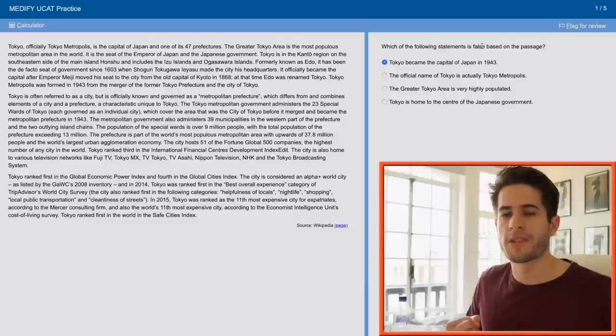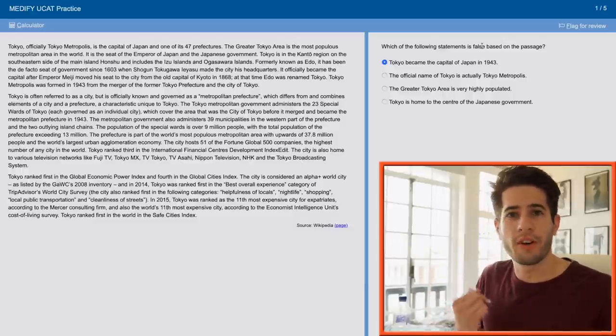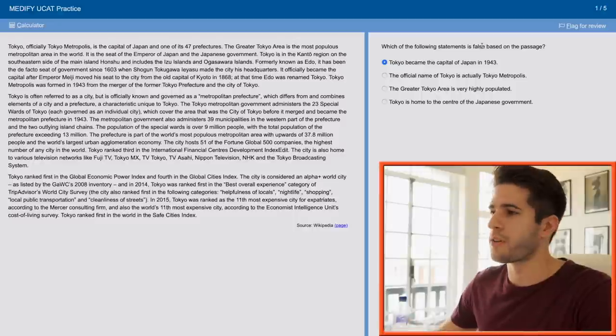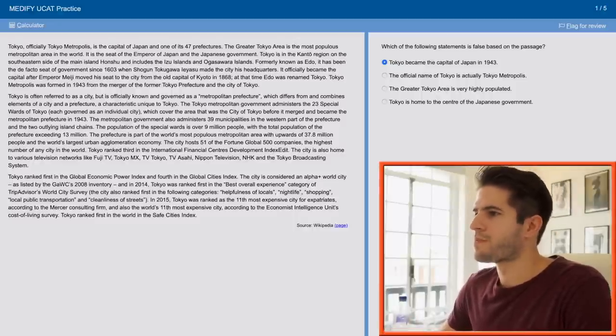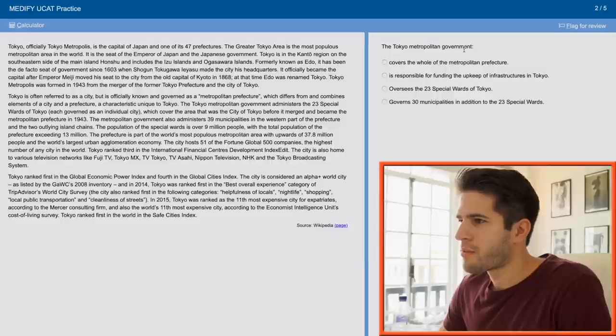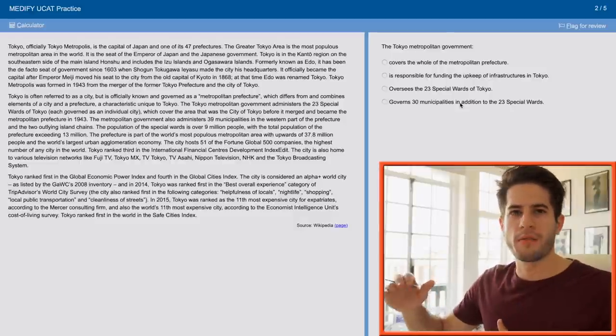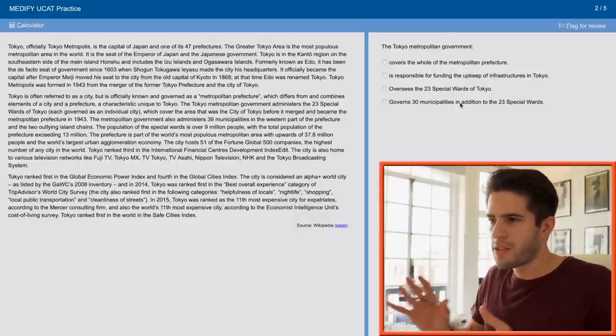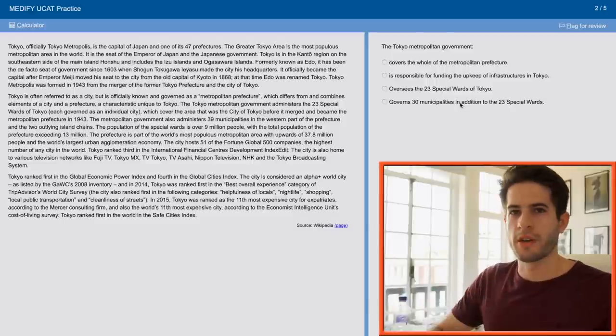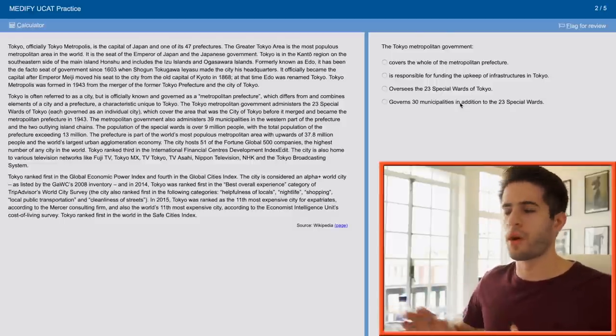Once you know you have the right answer, just believe in yourself, have confidence in yourself, click it and move on. So yeah, next question. The Tokyo Metropolitan Government covers the whole of the metropolitan prefecture, is responsible for funding the upkeep, oversees 23 special wards, governs 30 municipalities. So there, what I've done is just quickly scan through the answers so that I can gain a little bit of an idea of what kinds of things I'm gonna be looking for in the paragraph, and now I'm gonna check them one by one.